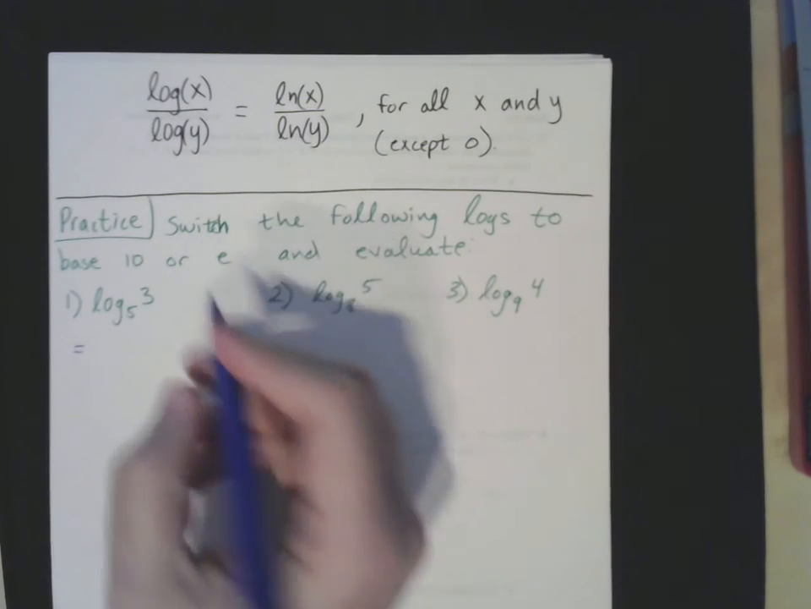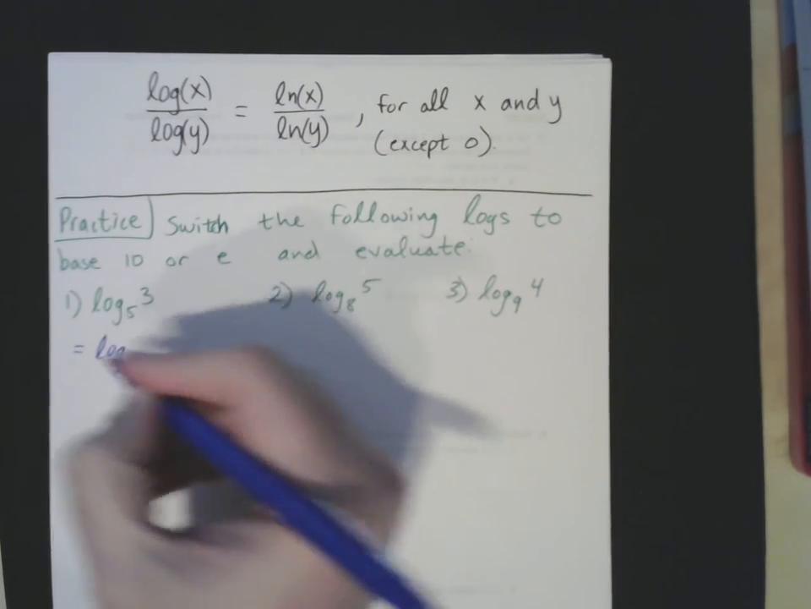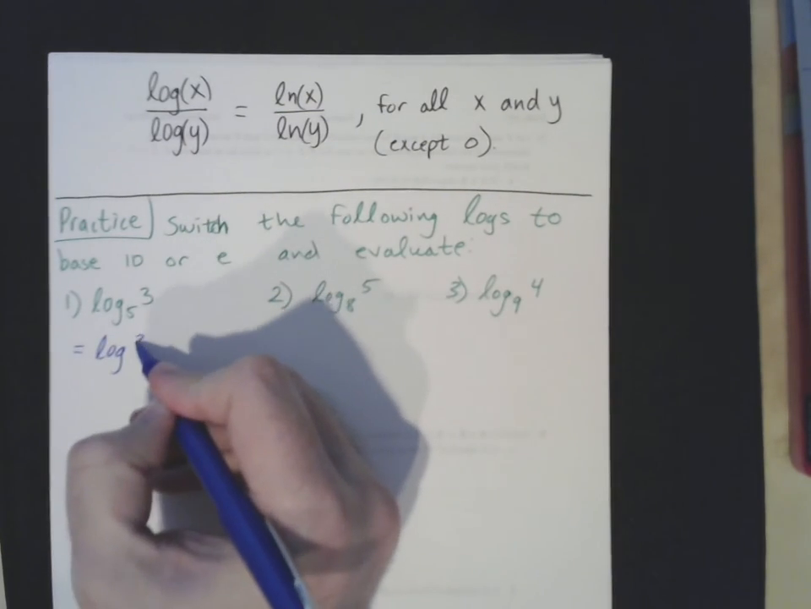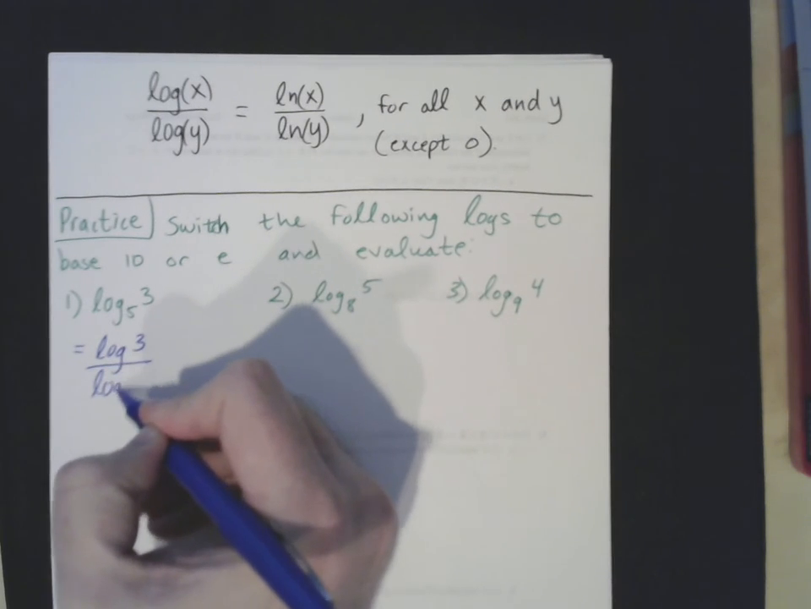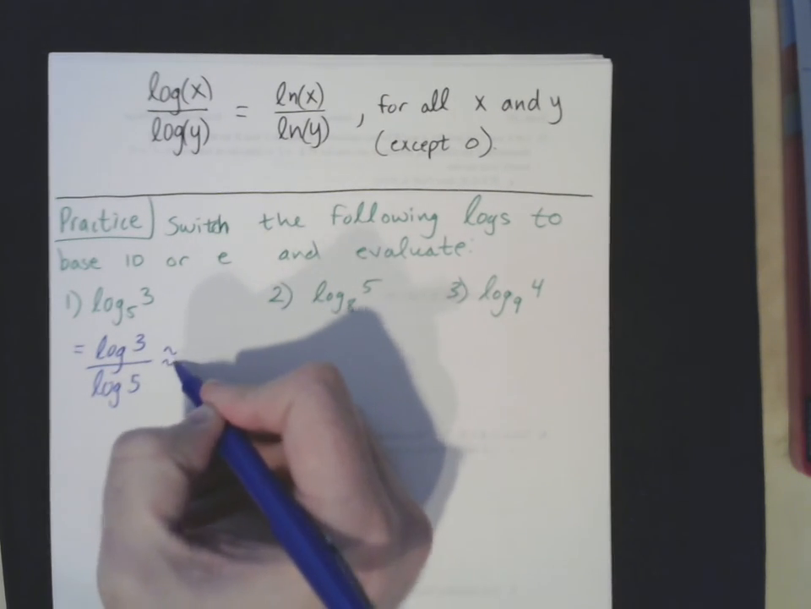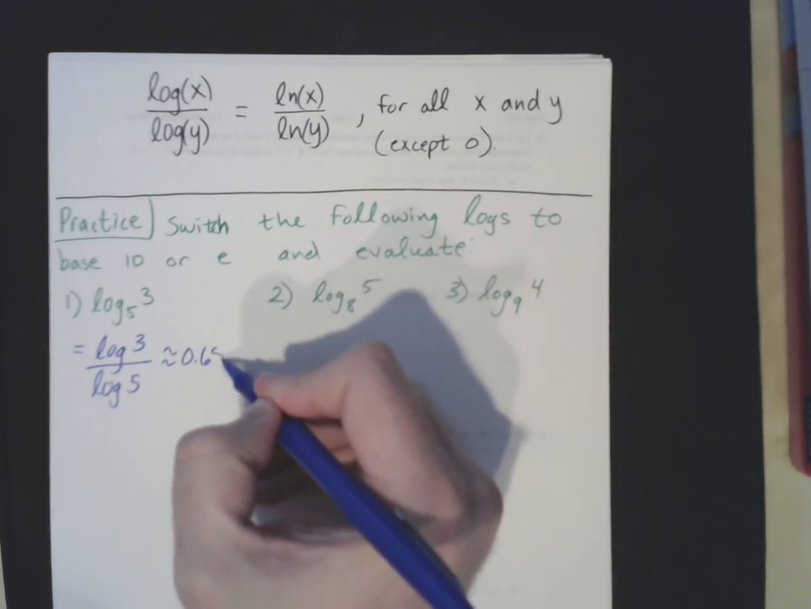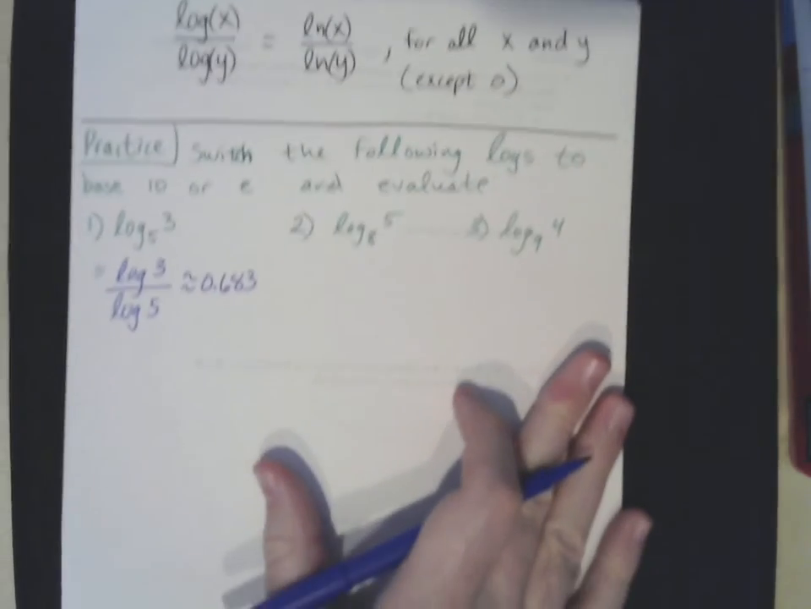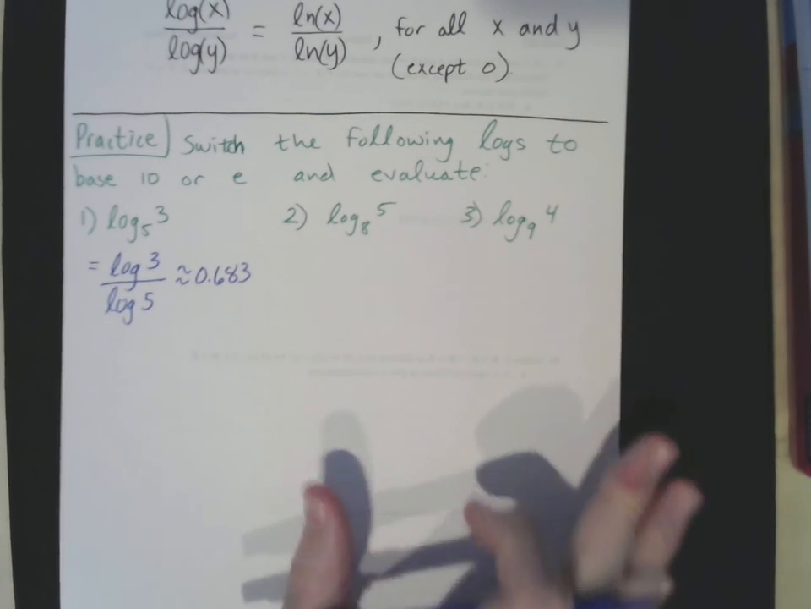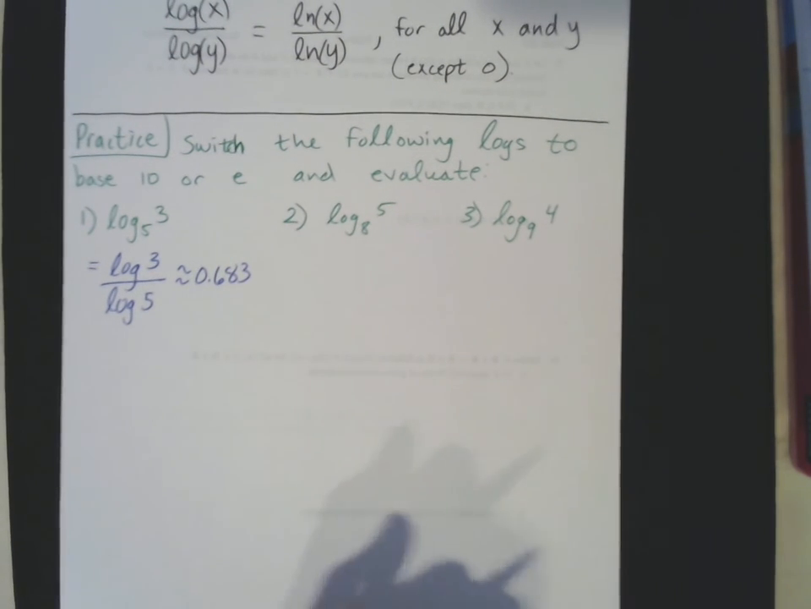So I'm going to switch this one to the common log. Our change of base says log 3 over log 5. And when we plug this in, we get approximately 0.683. If you did ln, you should get approximately the same answer. I'm rounding a little bit.